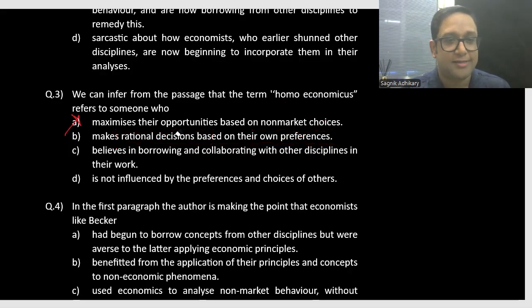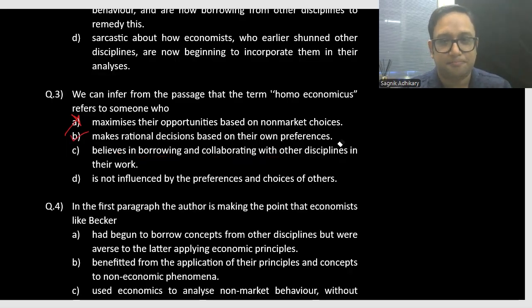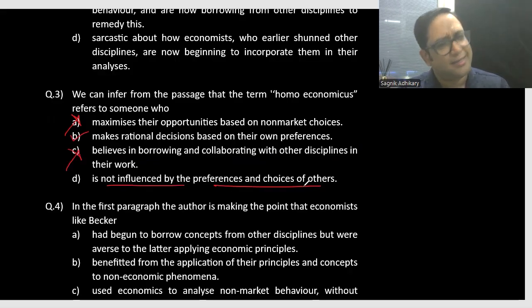We can qualify it. C tells us believes in borrowing and collaborating with other disciplines. This is true in terms of economists, not Homo economicus. Homo economicus is a common subject that economists would study. That's the common man by the economic perspective. This is completely irrelevant. So C is incorrect.